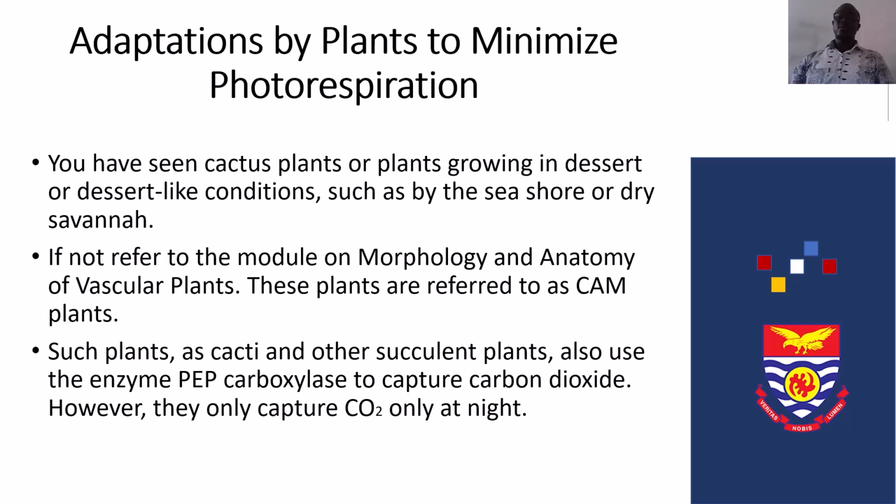You have seen cactus plants or plants growing in desert or desert-like conditions, such as by the seashore or dry savanna. If you refer to the module on morphology and anatomy of vascular plants, these plants are referred to as crassulacean acid metabolism plants, that's CAM plants. Such plants as cactus and other succulent plants also use the enzyme PEP carboxylase to capture carbon dioxide. However, they only capture carbon dioxide at night.